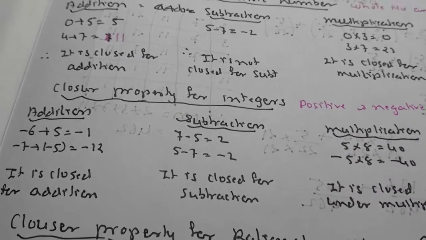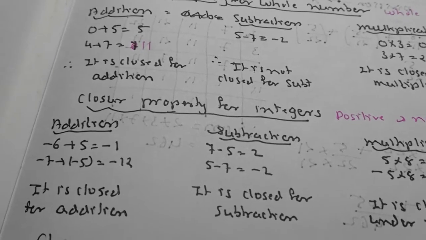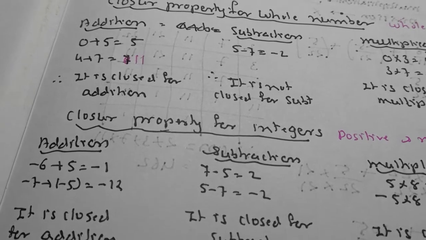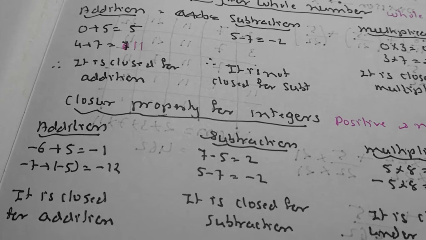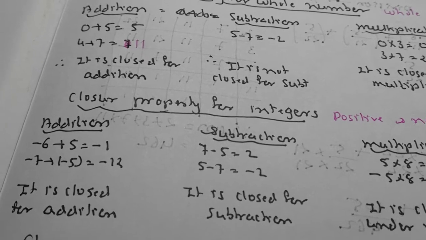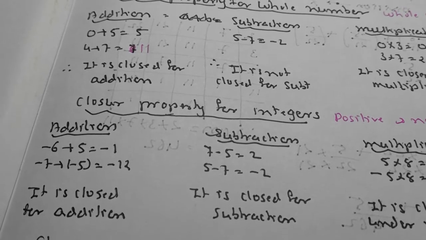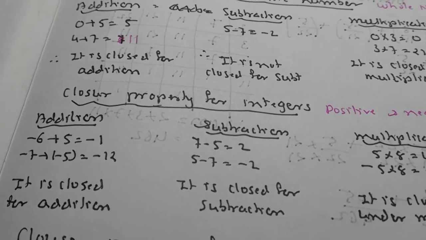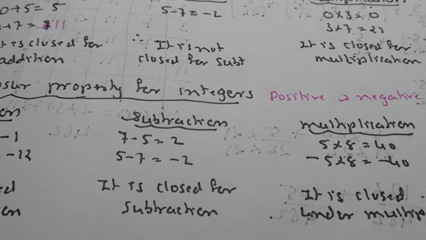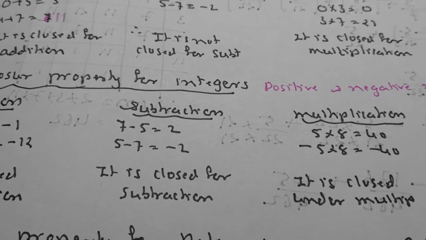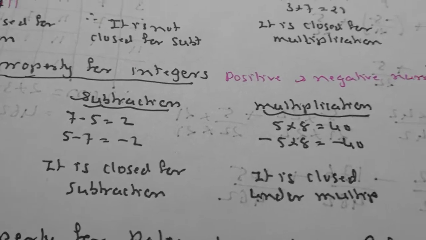Now let us see closure property for integers. Integers, as I told you, include positive and negative numbers. Both are included in integers. So minus 6 plus 1 is equal to minus 5. That is an integer. 7 plus minus 5 will be 2. So that is also an integer. So closure property is closed for addition for integers. Subtraction, 7 minus 5 is 2 and 5 minus 7 is minus 2. Both 2 and minus 2 are integers, so it is also closed for subtraction.